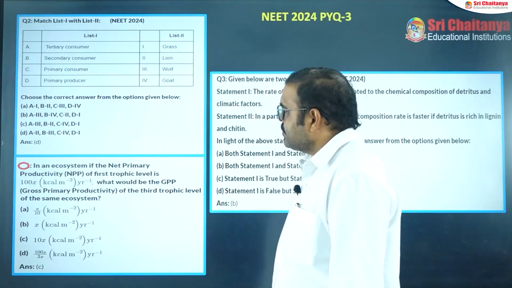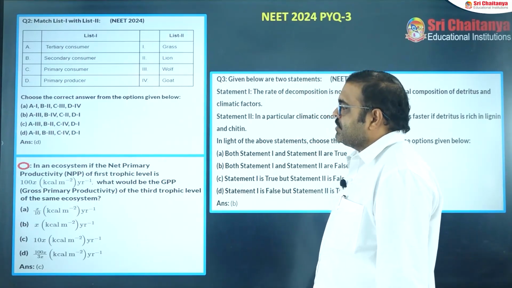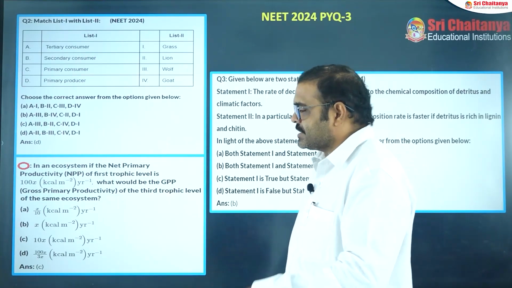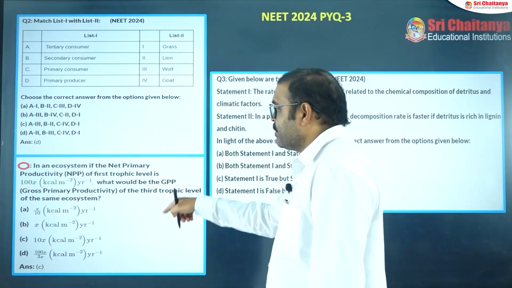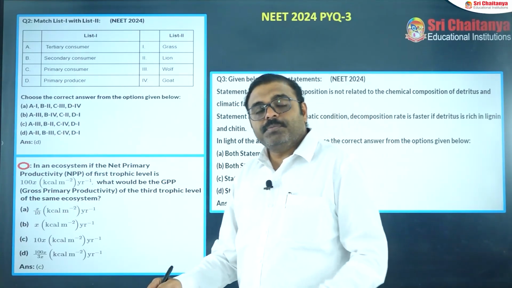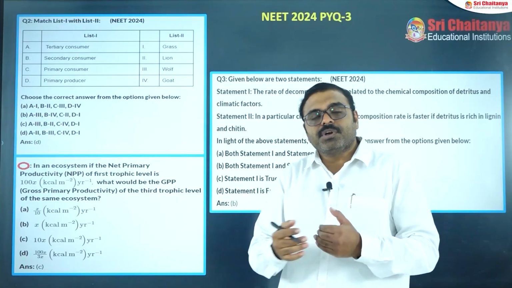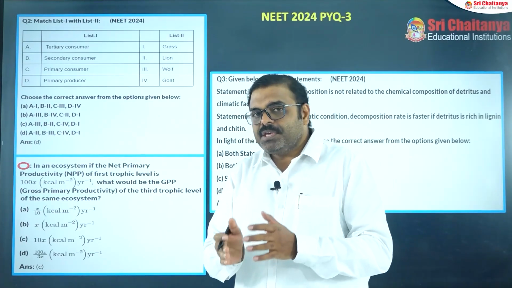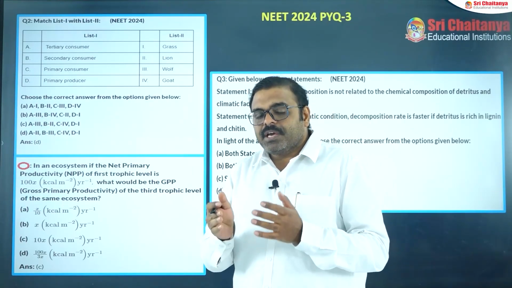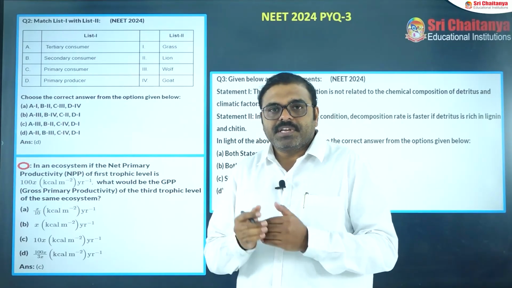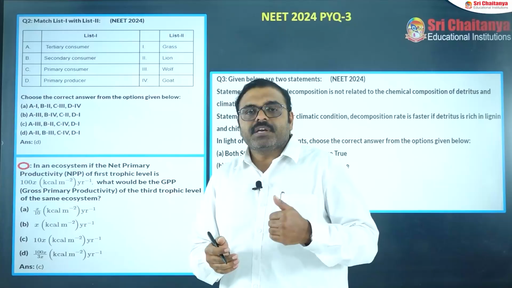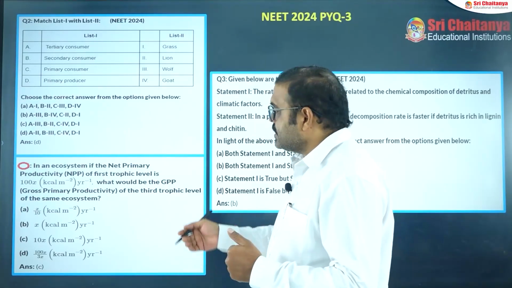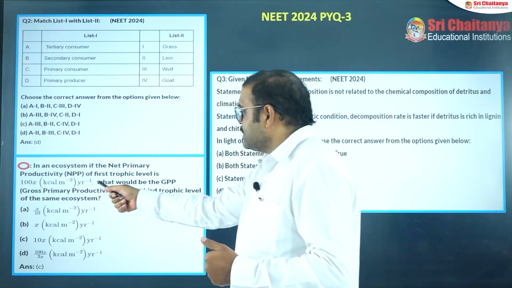In the ecosystem, the net primary productivity of the first trophic level is 100x. Then what would be the GPP of the third trophic level? GPP of the third trophic level means what you need to understand. GPP is the energy available for itself. NPP means it is available for the next. That's why here for the GPP we have to consider the value from the 100x, which is the NPP.